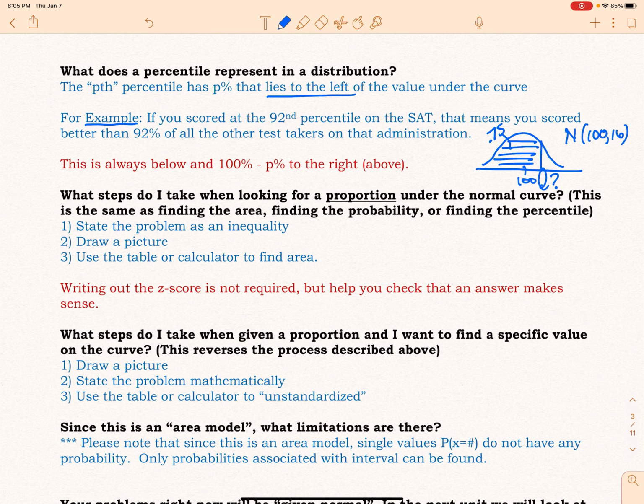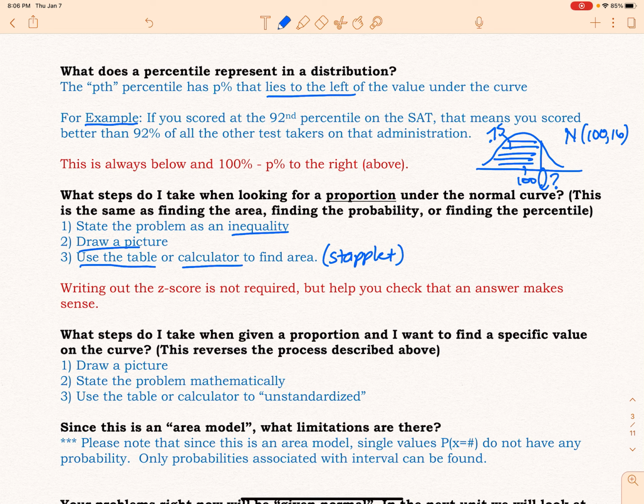All right, what steps are we going to take when we're looking for a proportion under the normal curve? So we've already done this a little bit with our empirical rule, but now we're opening it up because we're going to have to actually calculate some things. So when we get to a problem, these steps will make sense. We are going to state the problem as an inequality. We are going to draw a picture, and then we are going to use a table or a calculator to find the area.